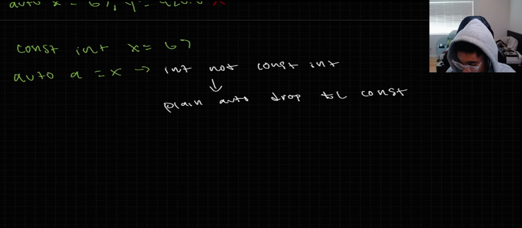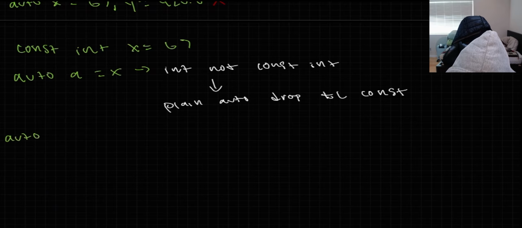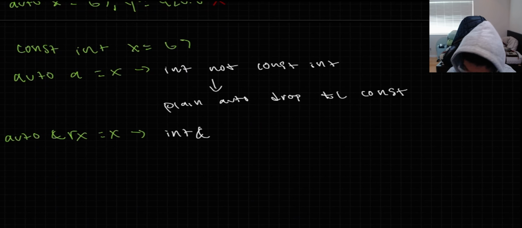In the event we have a reference to an auto, let's say we want to create a reference for x, it would be auto ampersand rx. Since a reference is just another name, this would just in turn be a reference to an int, because rx holds the value of x. Auto deduces from the initializer. Therefore, it's going to be a reference to an int.